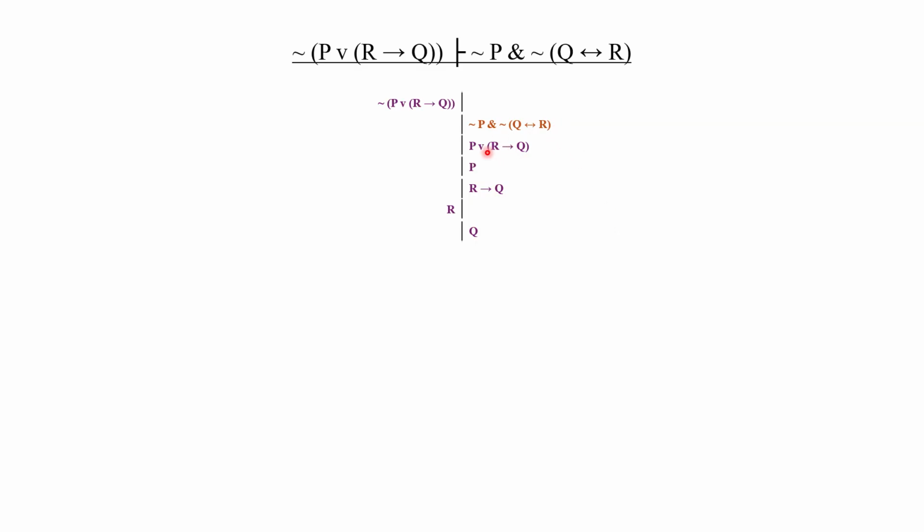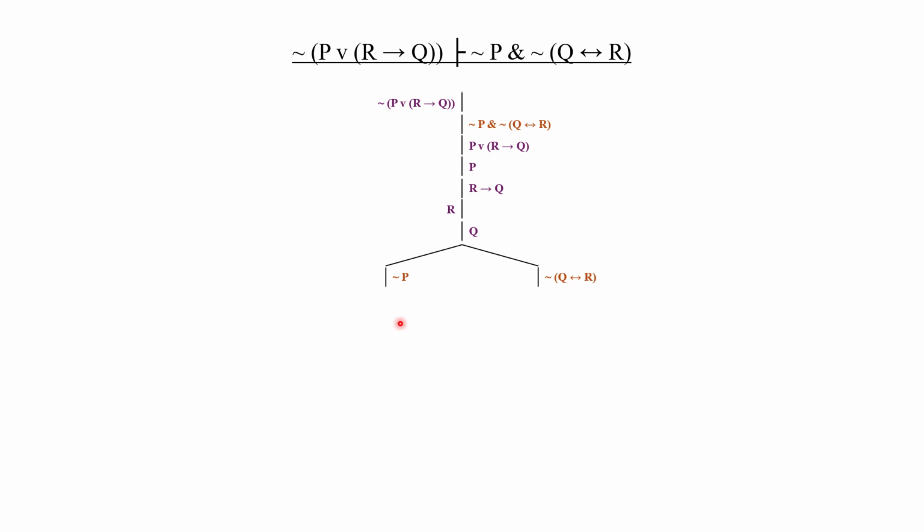The main operator here is the ampersand, not the tilde, because the tilde is only connected to the P. So where is an ampersand false? Well, it's where either side is false. So we'll take our tilde P, we'll put it here. We'll take our tilde Q double arrow R and put it over here. So both on the right-hand side, because they would both be false.